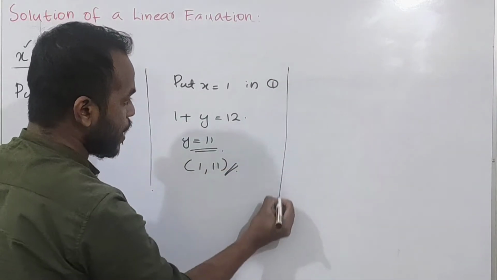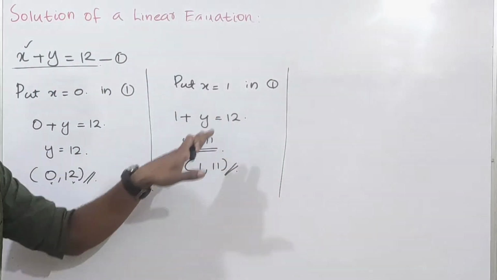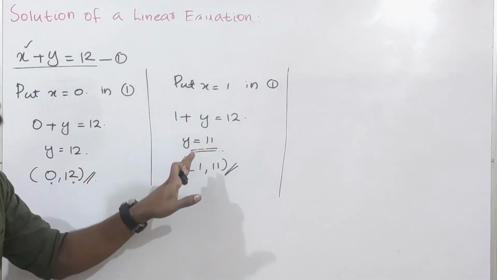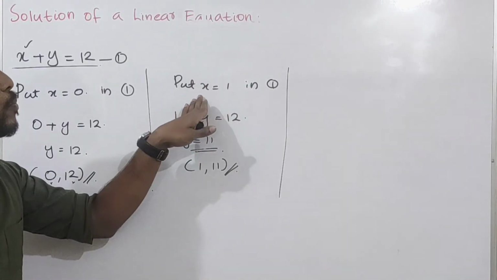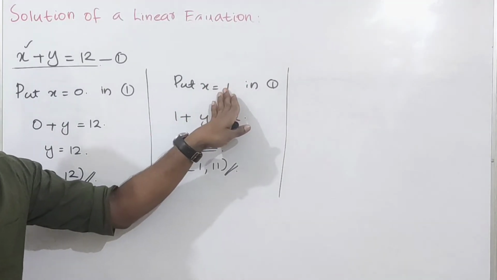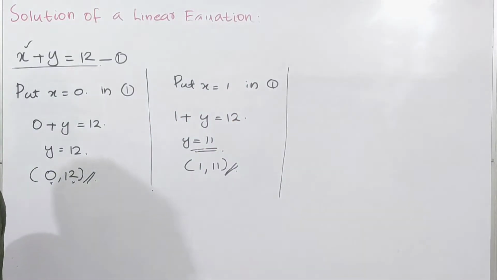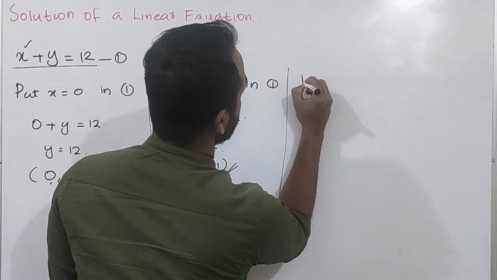To find the third solution, we can put x is equal to 2 and get the corresponding y value, then we can write the ordered pair. It is not necessary that we should be putting only certain values for x. We can substitute for y also. Let's see the other way.